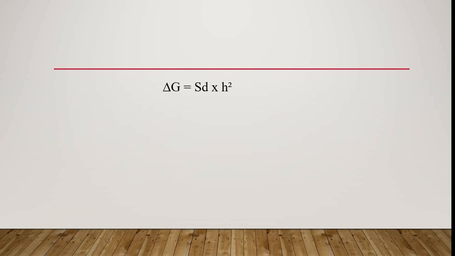Now, we know genetic gain is equal to selection differential times heritability. Alright, so if you want to calculate heritability, we need to make heritability the subject, which is going to be genetic gain divided by selection differential. So to determine heritability, we first have to determine genetic gain, then we determine selection differential, and then put them in the formula.